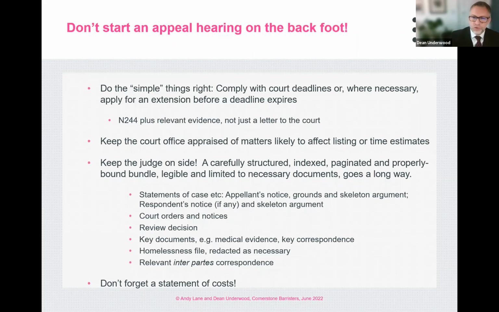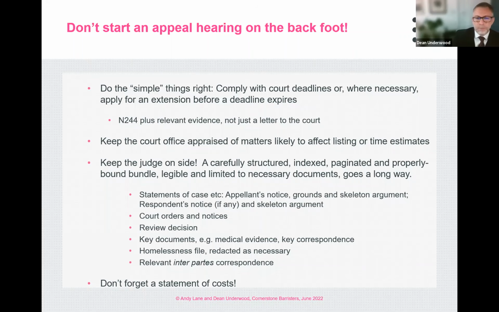So a simple way to structure a bundle: statements of case right at the start, because they are the critical documents which shape the appeal and indeed, as Andy was saying, set the agenda for it, followed by any court orders and notices. Then it's probably worth putting in the review decision itself in its separate tab, because that will be frequently referred and returned to. Following that, key documents such as medical evidence or key correspondence to which the parties will need to respond repeatedly.